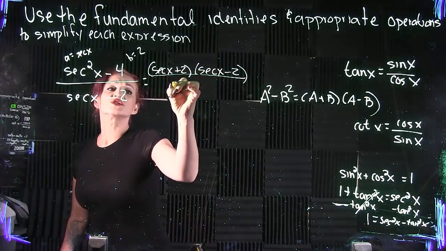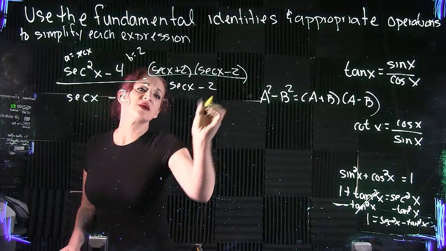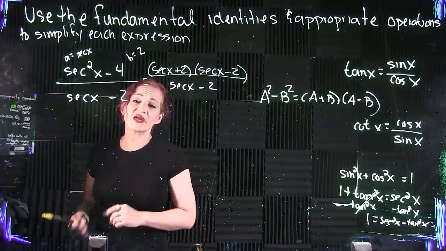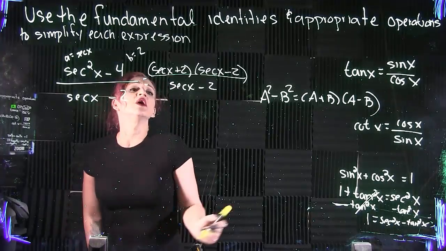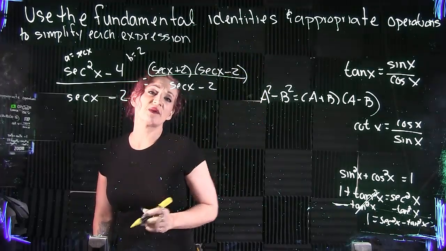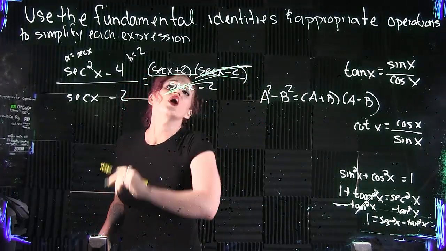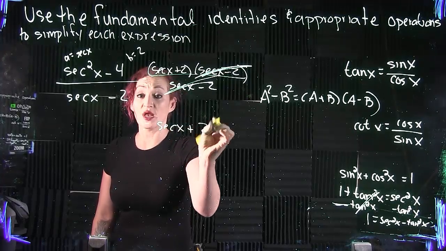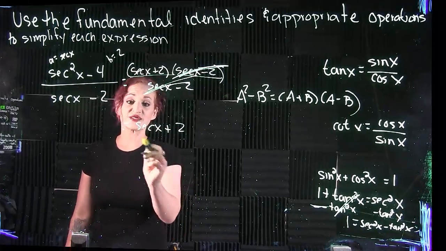Our denominator, we're just going to move our denominator right on over, secant x minus 2, which is perfectly fine, because now that we've factored the numerator, we should see that we have a secant x minus 2 in the numerator, secant x minus 2 in the denominator. Those could cancel out, leaving us with a secant x plus 2, which is our final answer here.